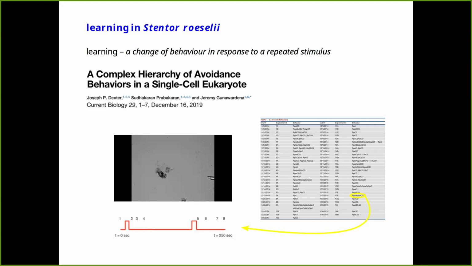And when I found out more about this, I think one of the elementary ways in which learning is described in the psychology literature is it's a change of behavior in response to a repeated stimulus. And on that basis, I think this is an example of learning in the single cell. So that was the starting point for me of realizing that in trying to get to grips with this kind of behavior, we really needed to start thinking about learning.